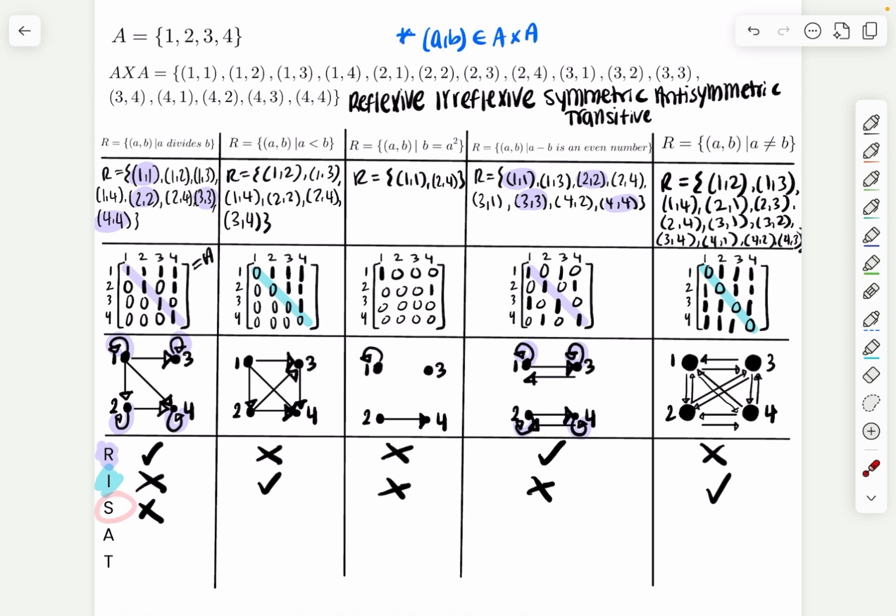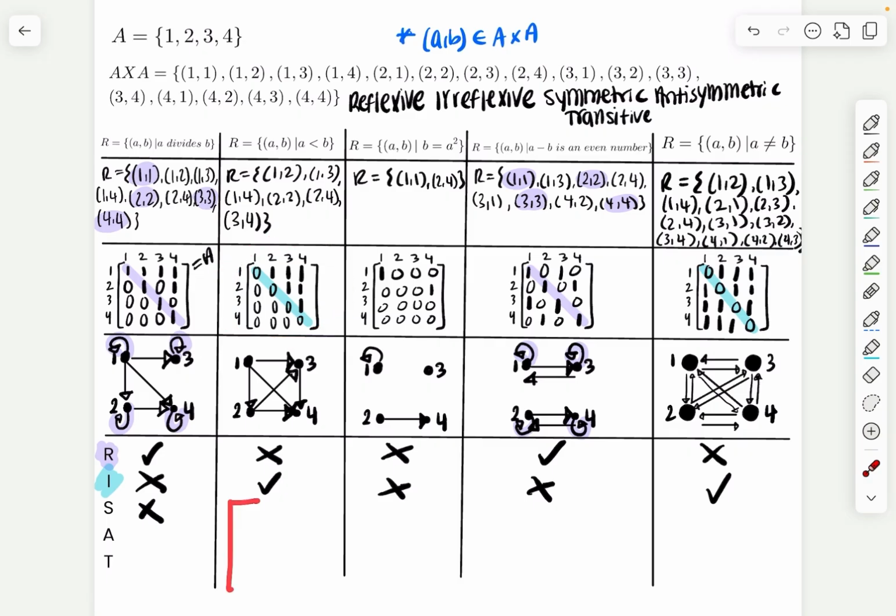What this really means, though, in roster notation, is if you have A comma B in your relation, then you will also need to have B comma A. Graphically, that means if you have an arrow from 1 to 3, then you will also have an arrow from 3 to 1. So you need the opposite in order for it to be symmetric. But the easiest way is really to take the transpose of the matrix.